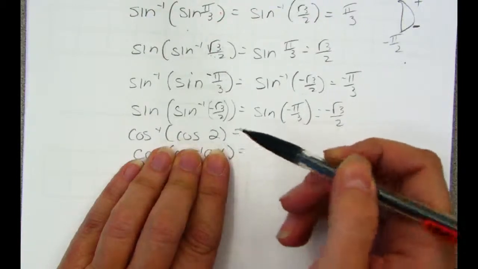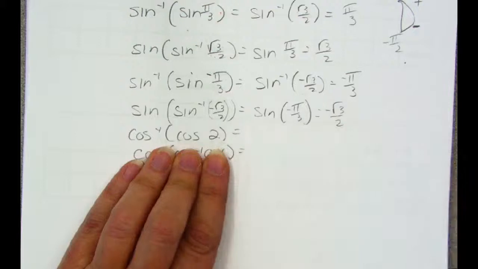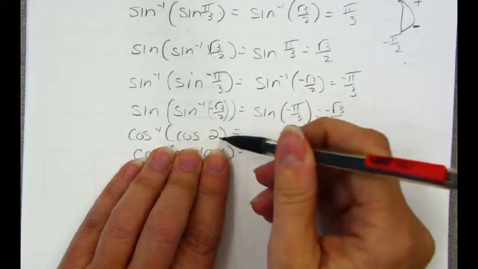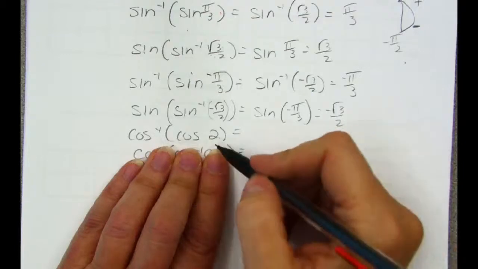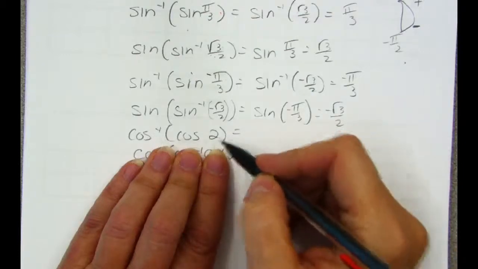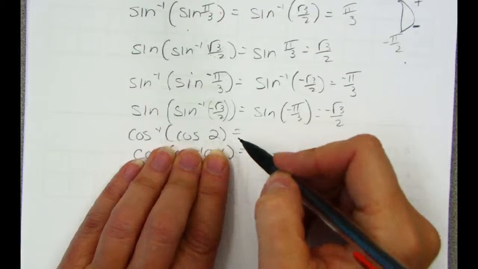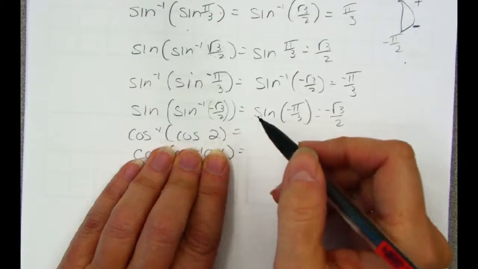It's in quadrant 2. Because quadrant 1 is from 0 to pi over 2, and pi over 2 is 1.57. Isn't 2 bigger than 1.57? But pi, which is the end of quadrant 2, is 3.14. So isn't 2 between 1.57 and 3.14? So this is a quadrant 2 angle. So I don't know what that answer is. I guess I have to take out my handy-dandy calculator.